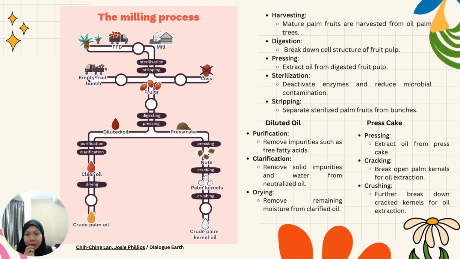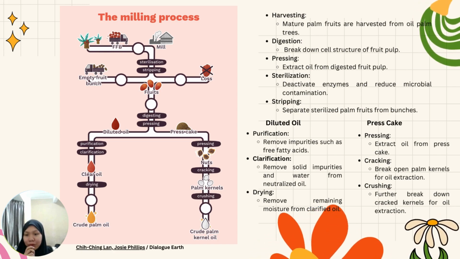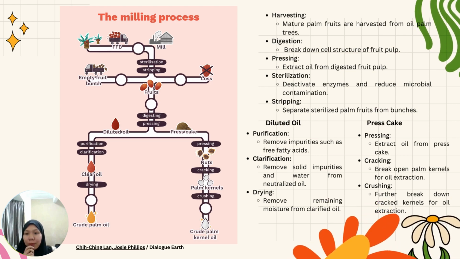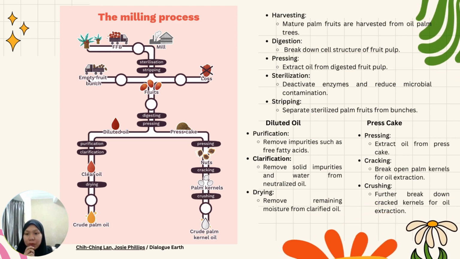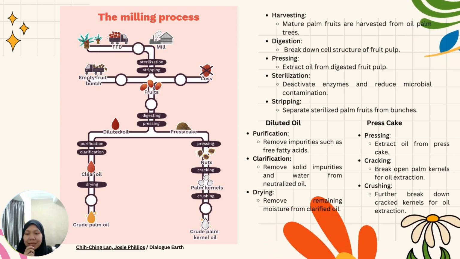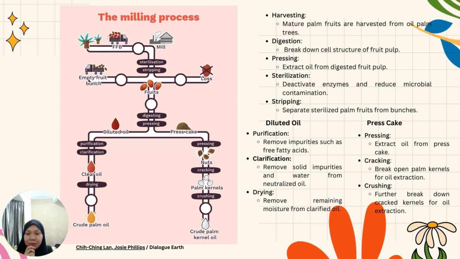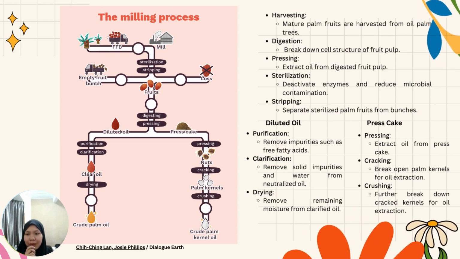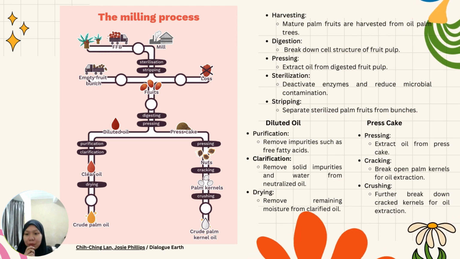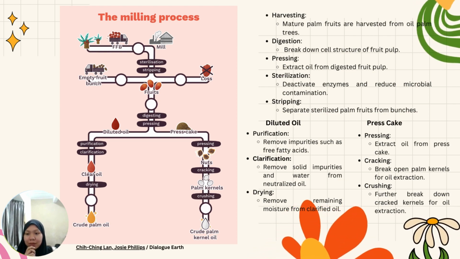After that, the process for the press cake. The pressing process aims to extract crude palm kernel oil (CPKO) from the press cake by applying mechanical pressure. Mechanical presses such as screw presses or hydraulic presses are commonly used for this process. The press cake is loaded into the pressing machine. Mechanical pressure is applied to the press cake, squeezing out the oil contained within the kernels. The extracted oil, along with some residual solids, is collected from the pressing machine.